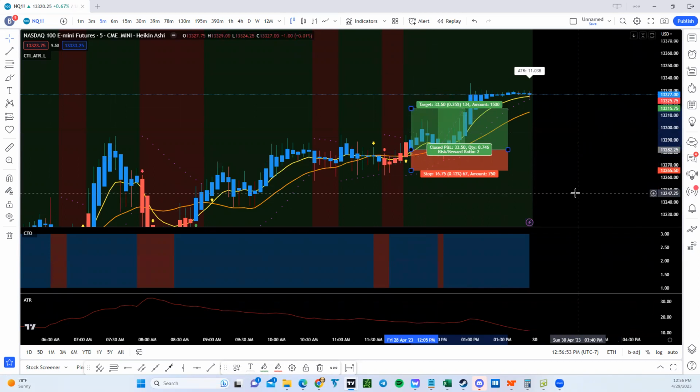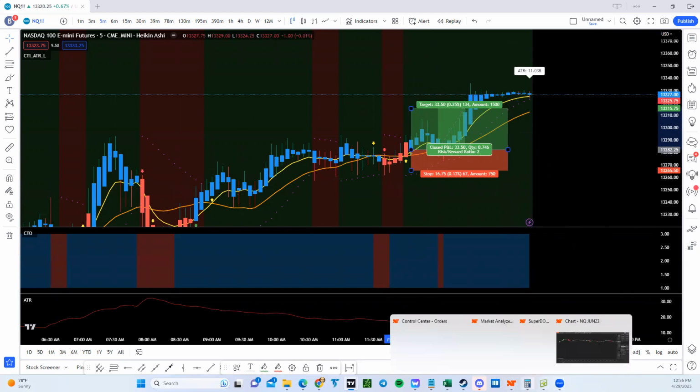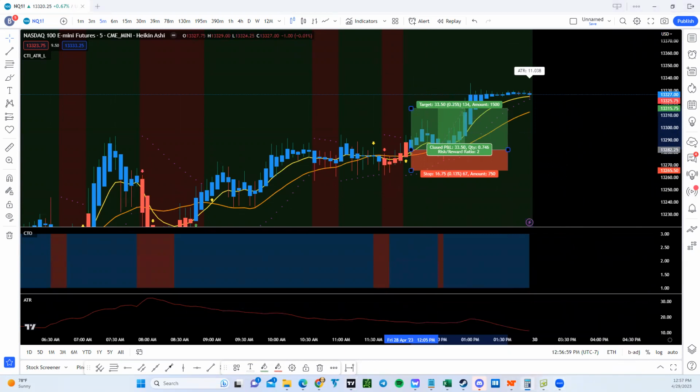Times that by the number of positions. So here's how you do the math on that. Each point for Nasdaq is worth $20, and we know that our target went up 33. So by itself, that would have been $660. Now, that's just for one position. Let's say I had 4 of those. We're looking at over $2,600.